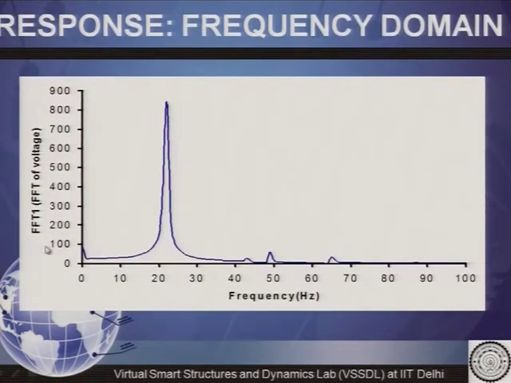Next, we have done the FFT of that same voltage response and converted that time domain data into frequency domain. The advantage of performing FFT is that we get the frequency content of any response. We come to know which frequency is contributing maximum to the response of the structure, and that frequency is actually the natural frequency of that structure.